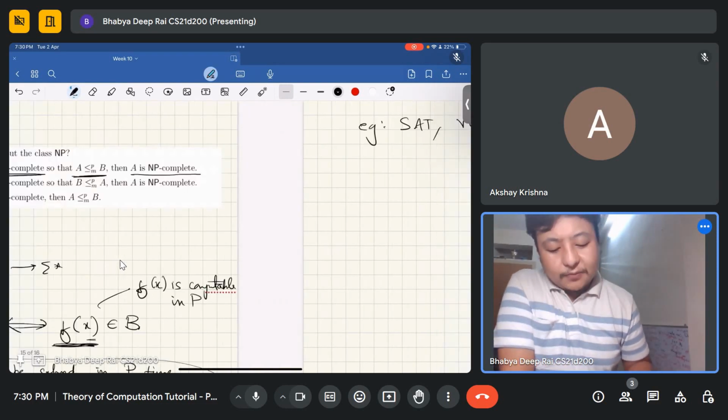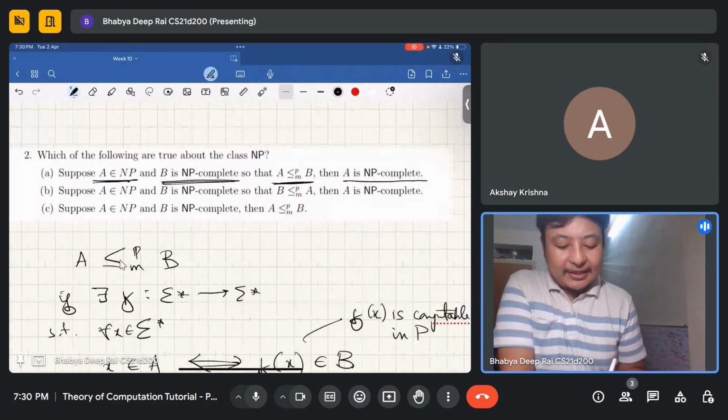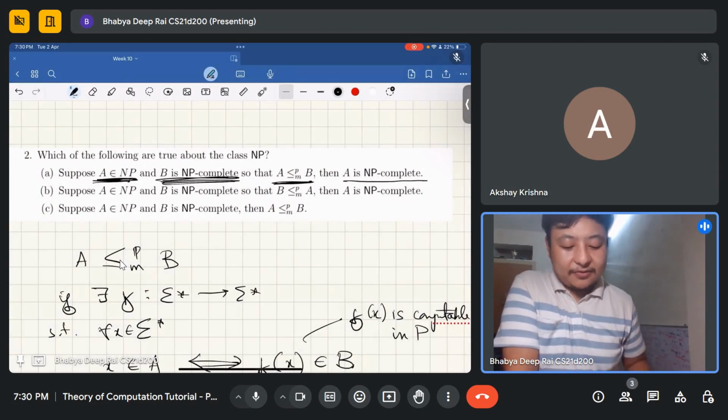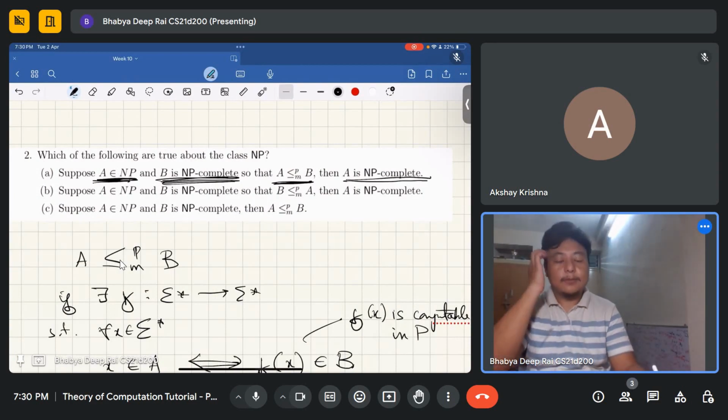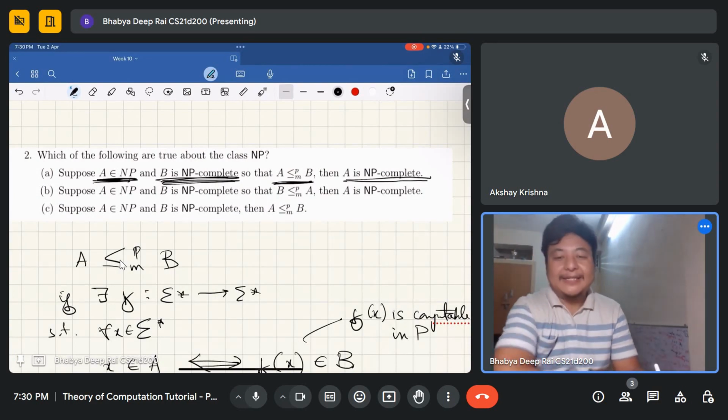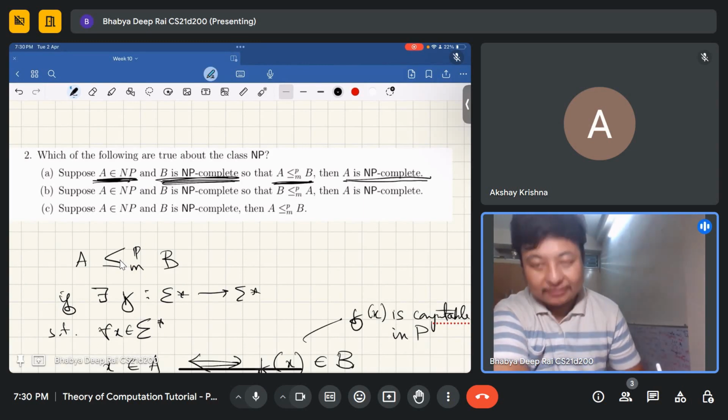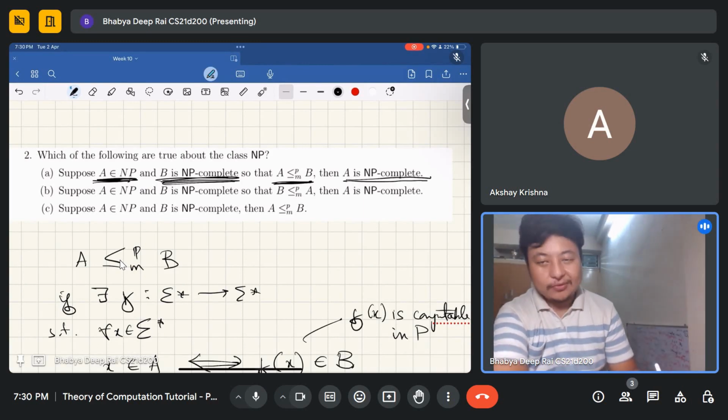Okay. Now the question is, suppose A is in NP, B is NP complete, so that A many-one reduces to B, then A is NP complete. That is the question. Is this true? This is not true. Because, oh yeah, sorry, this is true.